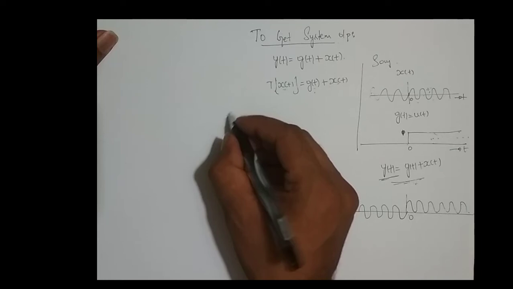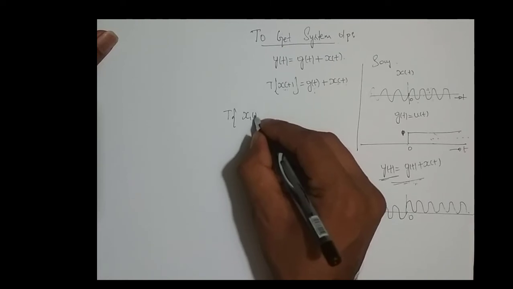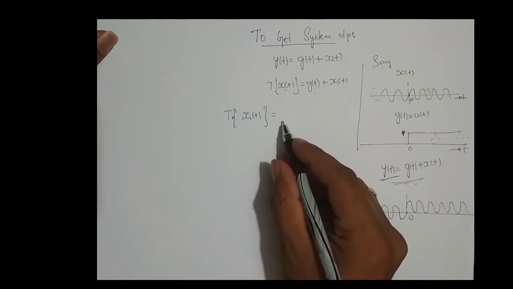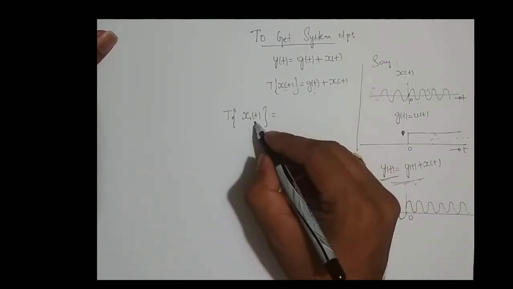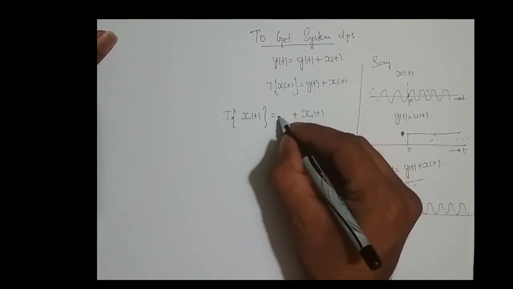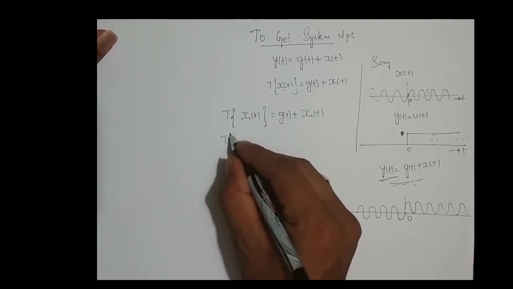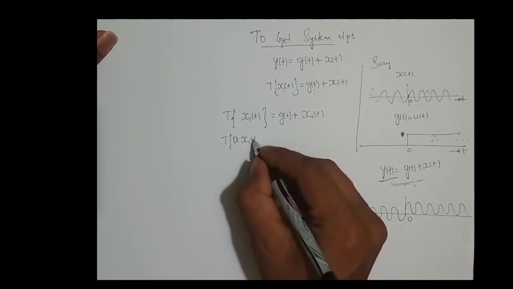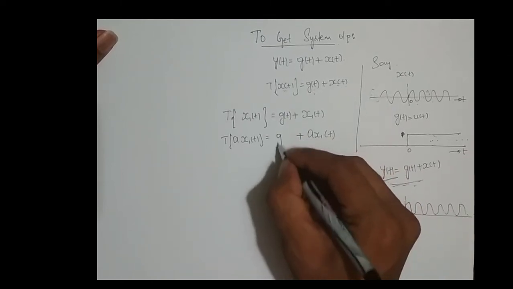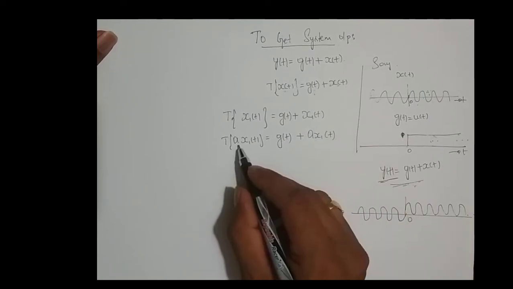Now if I feed x1 of t to the system, what is the output I'm getting? Whatever signal I feed, g of t is getting added, right? So for x1 of t, g of t is getting added. What if I feed a scaled version of the input, a times x1 of t? For this signal, g of t is getting added. This is the output from the system for the input a times x1 of t.